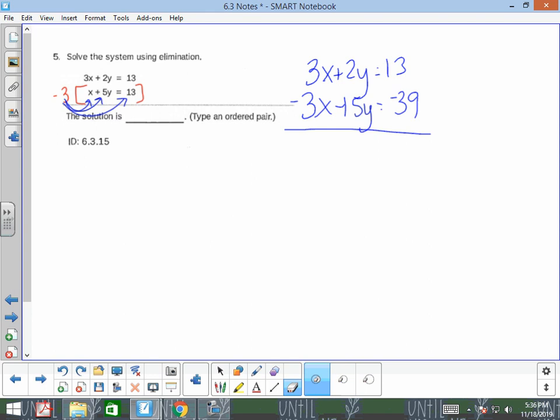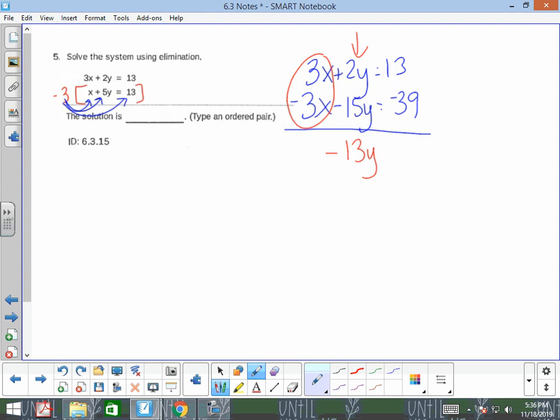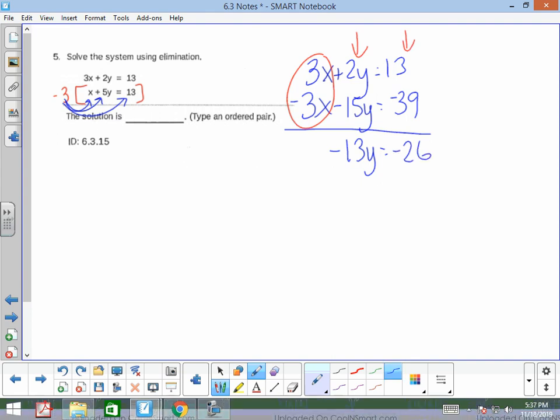Okay, so that's why I multiplied the bottom equation by negative 3, so that when I add 3x and negative 3x, I get 0. Now I'm going to add 2y and negative 15y, and I get negative 13y. Negative 13y equals, now I'm going to add 13 and negative 39, and I get negative 26.